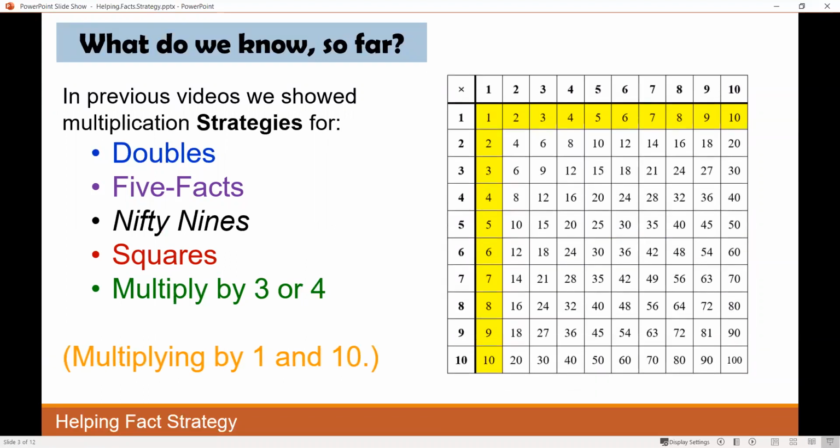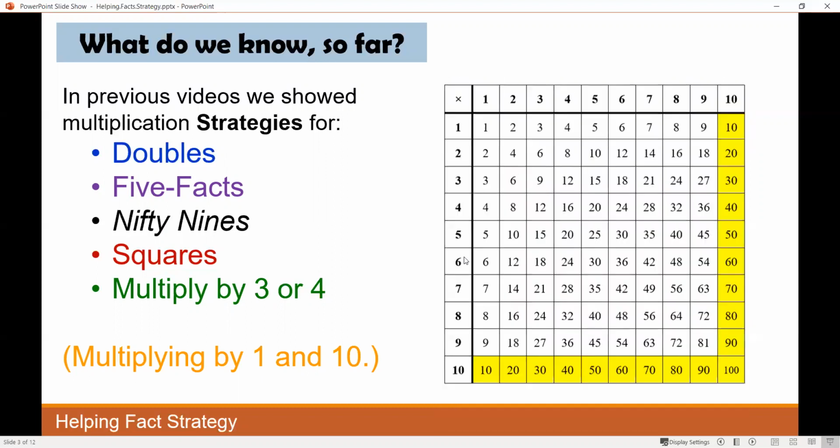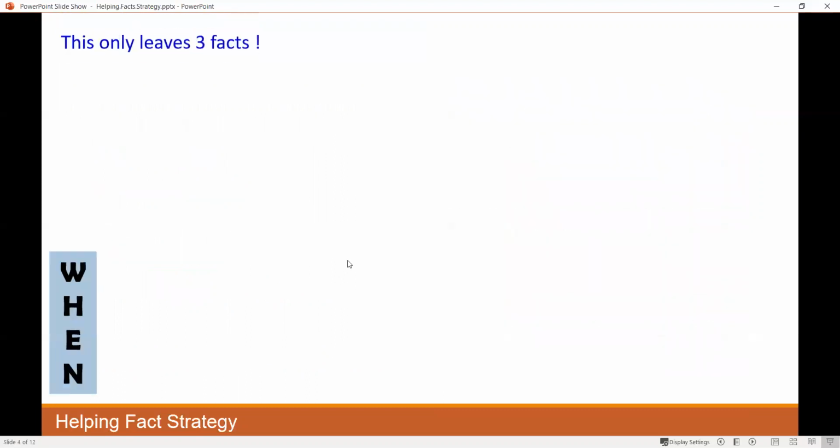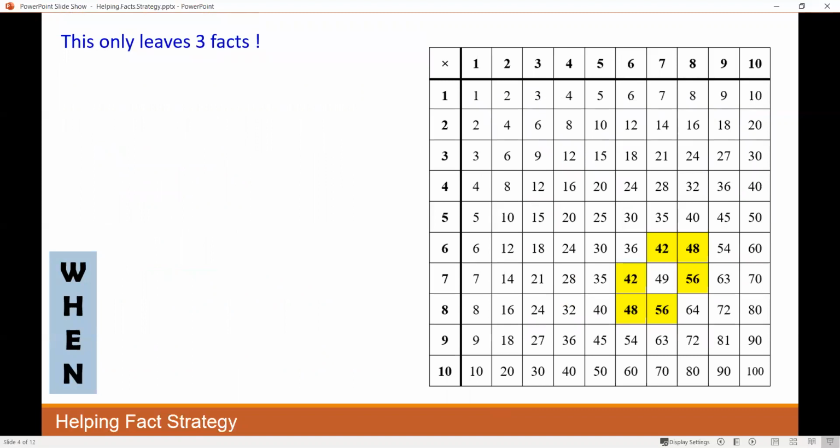Now, multiplying by 1 and 10 are easy. I have not made videos of these. 1 times 7 is 7 because 1 of something is that something. And to multiply by 10, you tack on a 0. 10 times 7 is 70. I did not make a video of that. So what does this leave? This only leaves 3 facts left in the multiplication table.